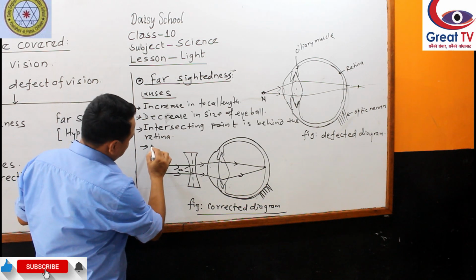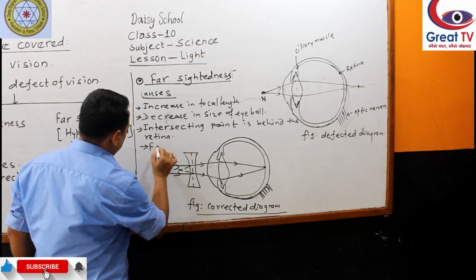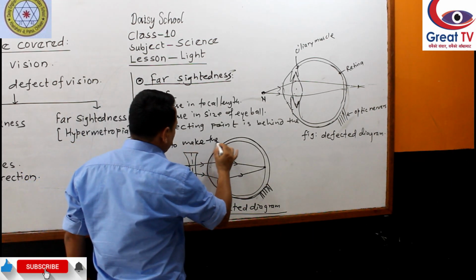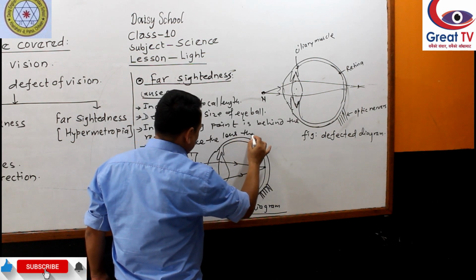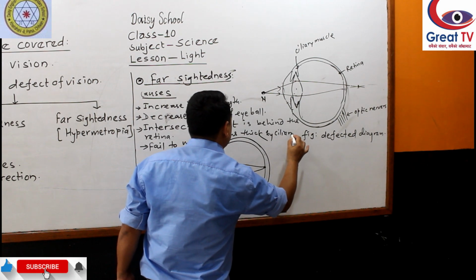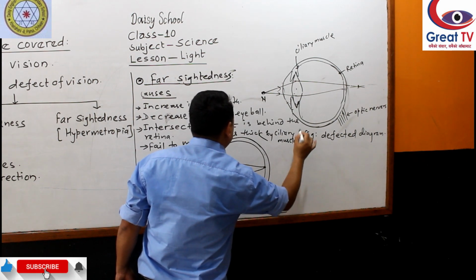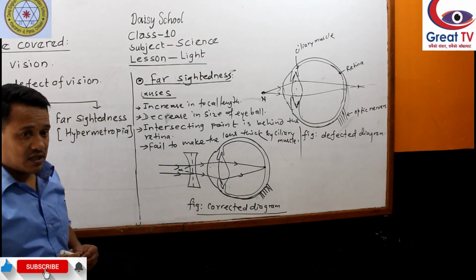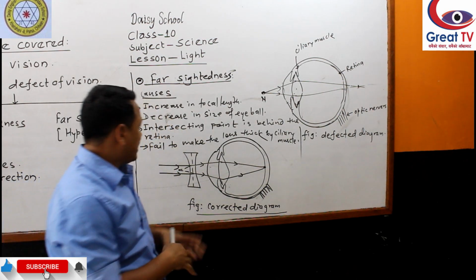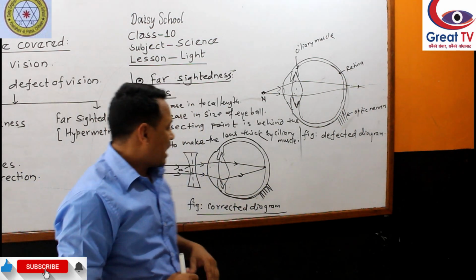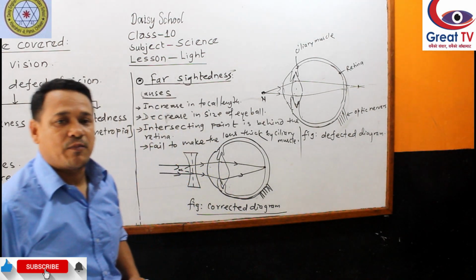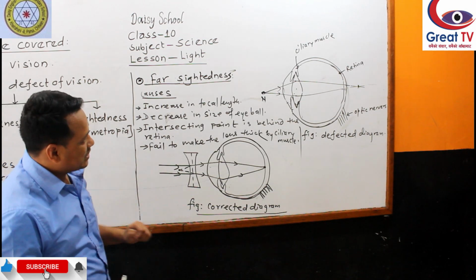So, failed to make the lens thick by the ciliary muscle. Okay, these are the causes. So increase in focal length, decrease in size of the eyeball, the intersecting point is left behind the retina, and the ciliary muscle cannot perform its function properly, because of which it happens.